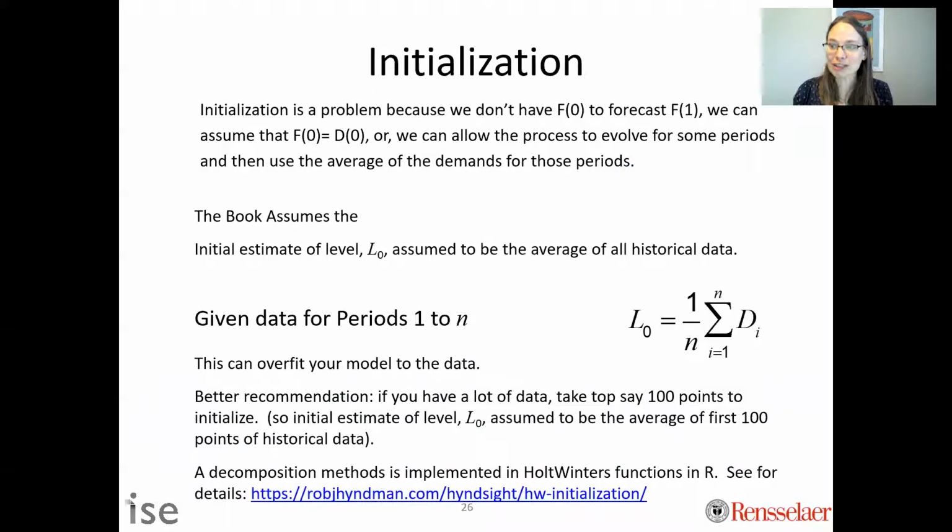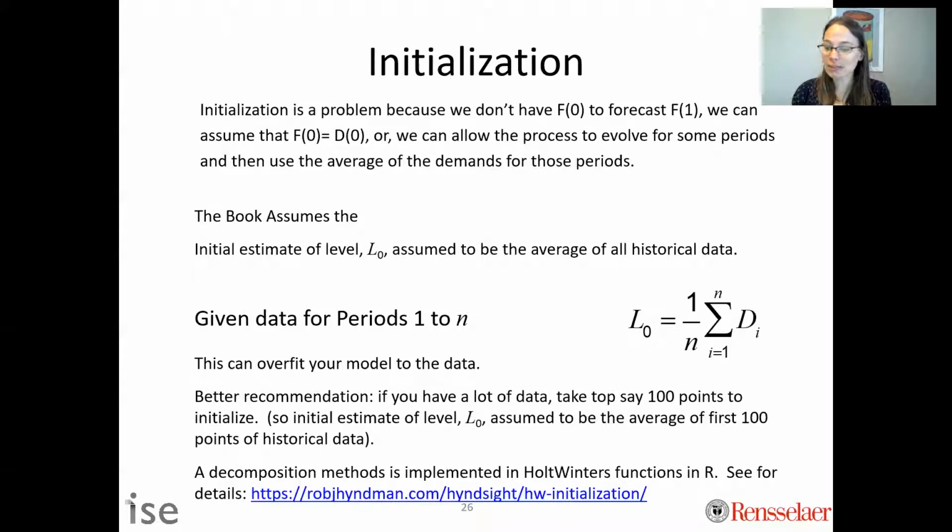One issue with these equations is that we need to start somewhere. There's a lot of text on the slide, but the main idea is to get f of 1, we need f of 0, but we don't have f of 0. So how should we start? That's what's known as initialization. The book presents maybe using all your past historical data, taking an average, which is what's shown on the screen.